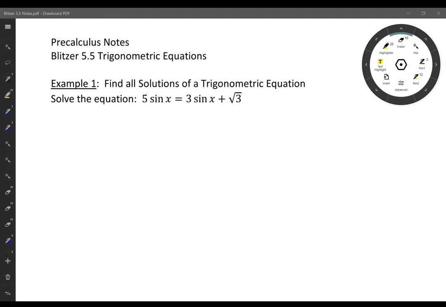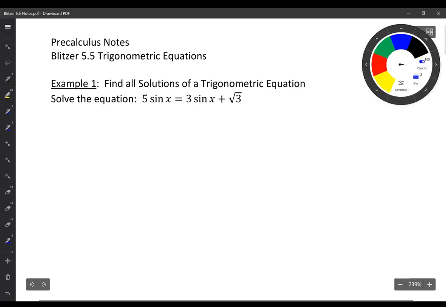Blitzer 5.5, Trigonometric Equations. So today we're going to be looking at solving equations. They give some basic hints on page 585 in Blitzer. They talk about how you want to isolate the trig function, and then you want to try to figure out all the different places where you could get that certain trig ratio. So I want you to first think, though, about how, well, let's just go ahead and start solving, and then we'll look at how this is different from what we've been doing before.